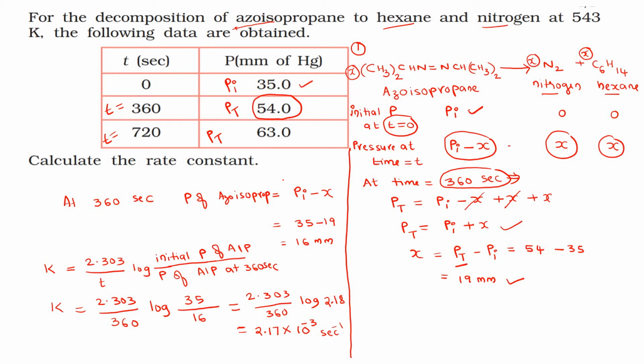Now after that, what is the partial pressure of azoisopropane at time t equal to 360? That is equal to Pi minus X. So the pressure of azoisopropane at 360 seconds is Pi minus X. Now initial pressure equal to 35, X equal to 19, and the partial pressure of azoisopropane at this time will be 16 mm pressure.